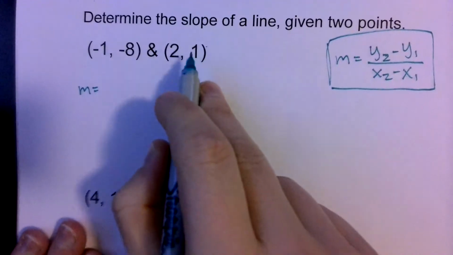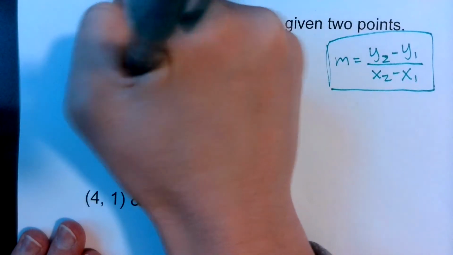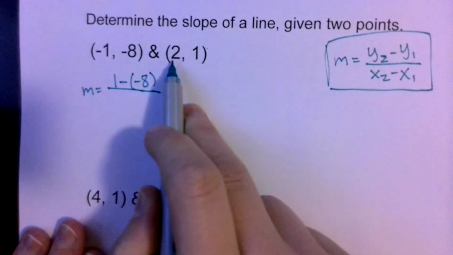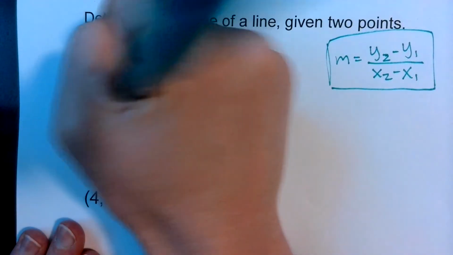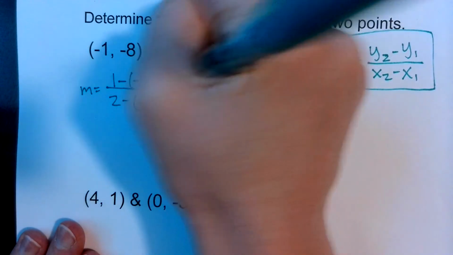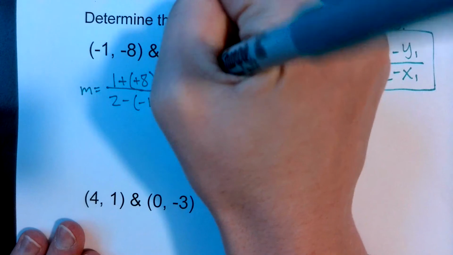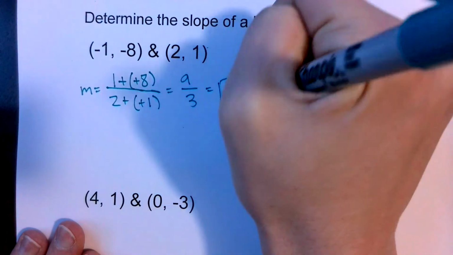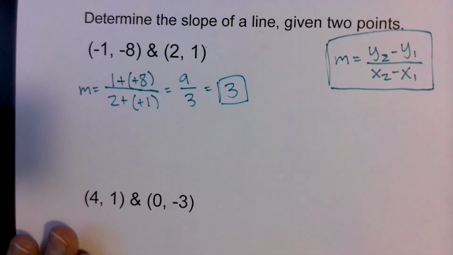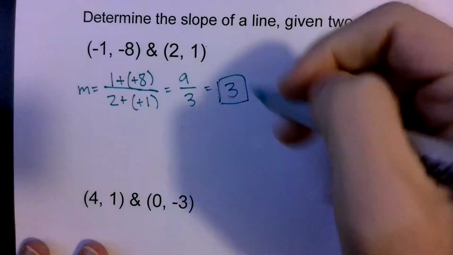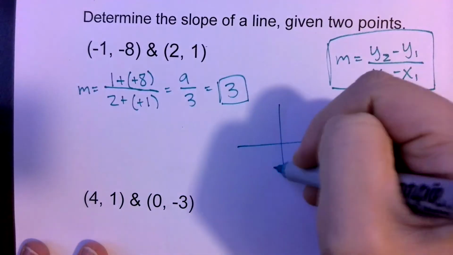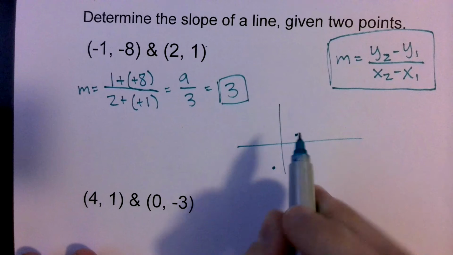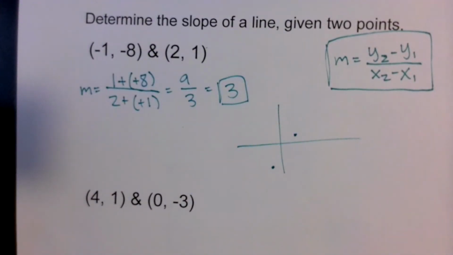So if I start with my 1 and I have 1 minus a -8, then I have to start back again with this same point and do 2 minus a -1. So we end up with a +9 and a +3 for a positive slope of 3. And if we want to, we could visualize where these would be on a graph just to confirm to ourselves, yeah, it should have a positive slope because it went from -1, -8 to 1. Easy to do.